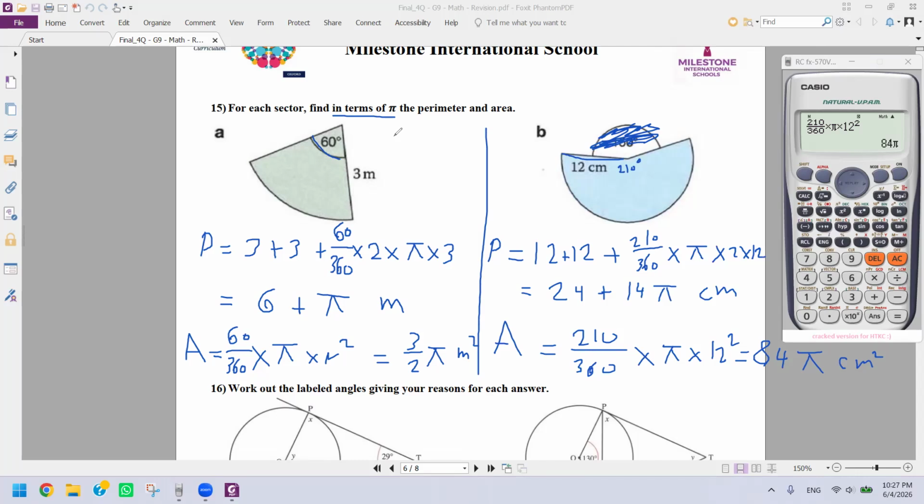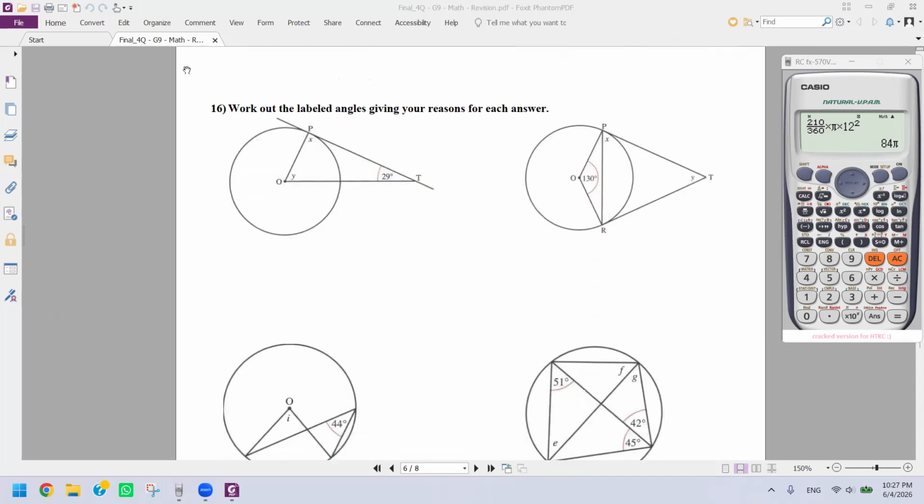So this is keeping the answer in terms of pi. Only if it is mentioned like this. If it is not mentioned, then you should make it 3 significant figures. Now last part, work out the labeled angles giving your reasons for each answer. For each answer, you should mention the reason why.